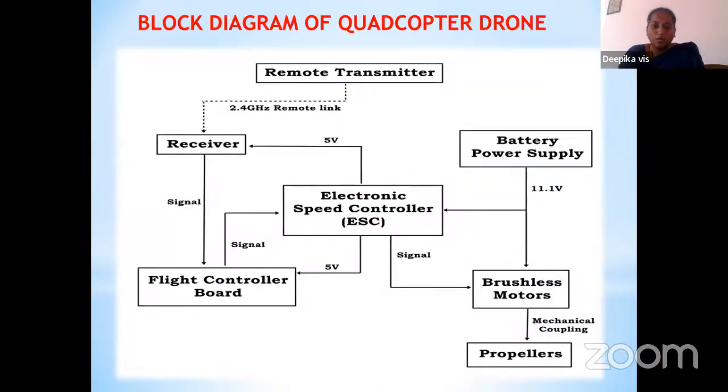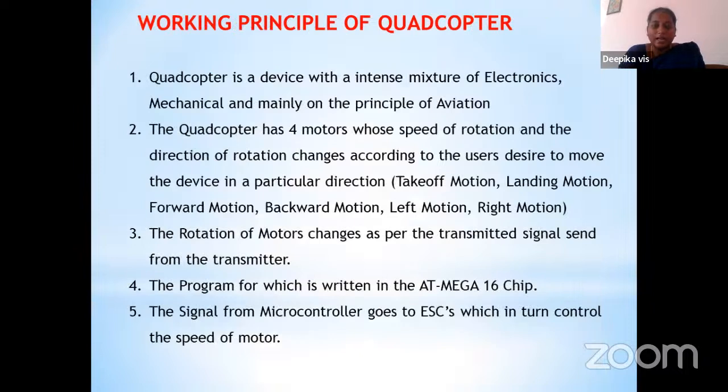The small block diagram of the quadcopter drone. First one is a remote transmitter, then the receiver. The receiver sends a signal to the flight controller board. The flight control board sends a signal to the ESC and then goes to the brushless motors, then the propellers run. These all run through the battery's power supply. The rest of the things will be explained by my teammate Chetan.